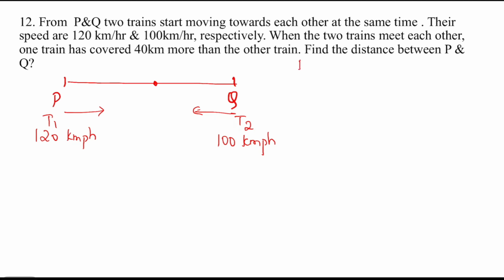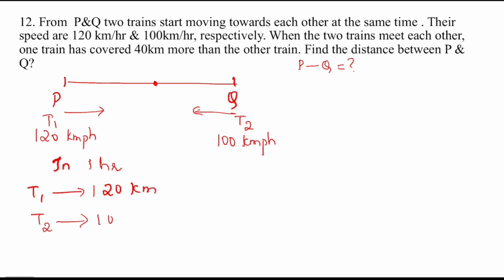So the total distance between P and Q is how much? So let us see, in 1 hour, train 1 will cover how much distance? 120 km, we know it is given. Then train 2 will cover how much? 100 km. So the difference between this is how much? 20 km. Means when they meet, one train should cover 40 km more than the other is the condition, but here it is 20 km. So let us see in the next hour, in the second hour, in 2 hours.